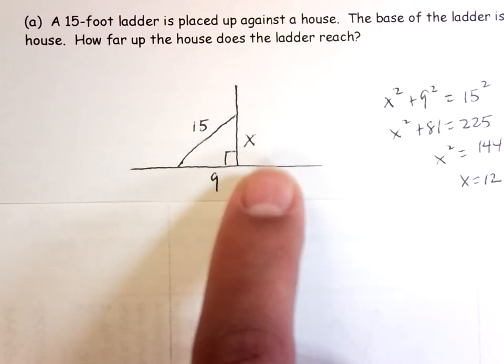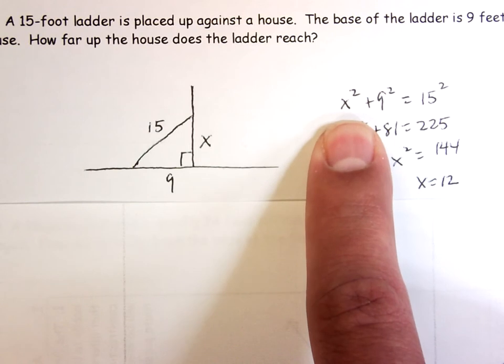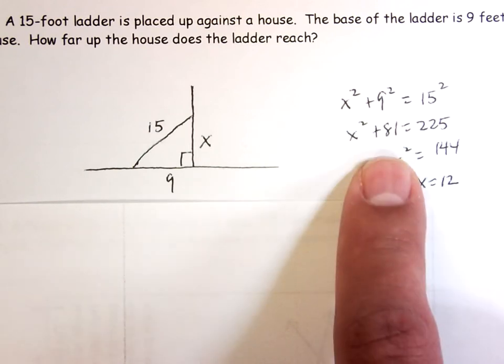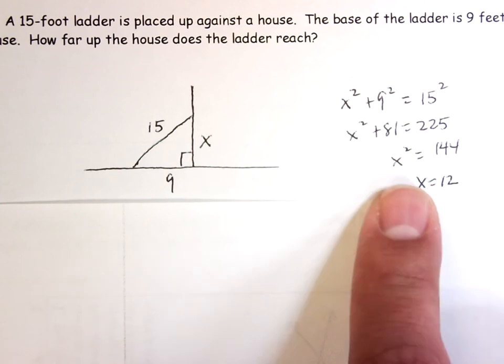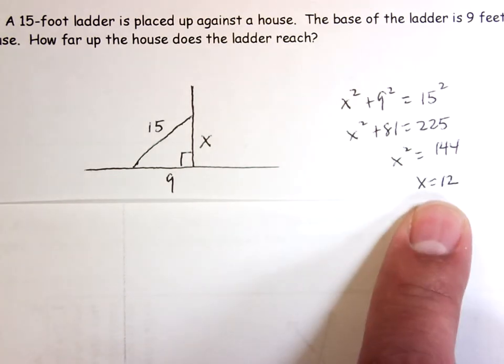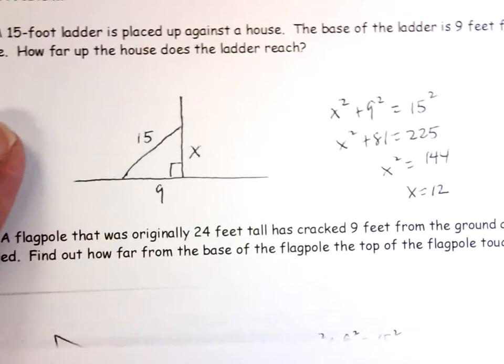I do a squared plus b squared equals c squared. Right there, simplify it. 9 squared is 81, 15 squared is 225. Subtract 81 from both sides. X squared is equal to 144, and x is equal to 12. That one's pretty straightforward. This one required a little bit more thought.